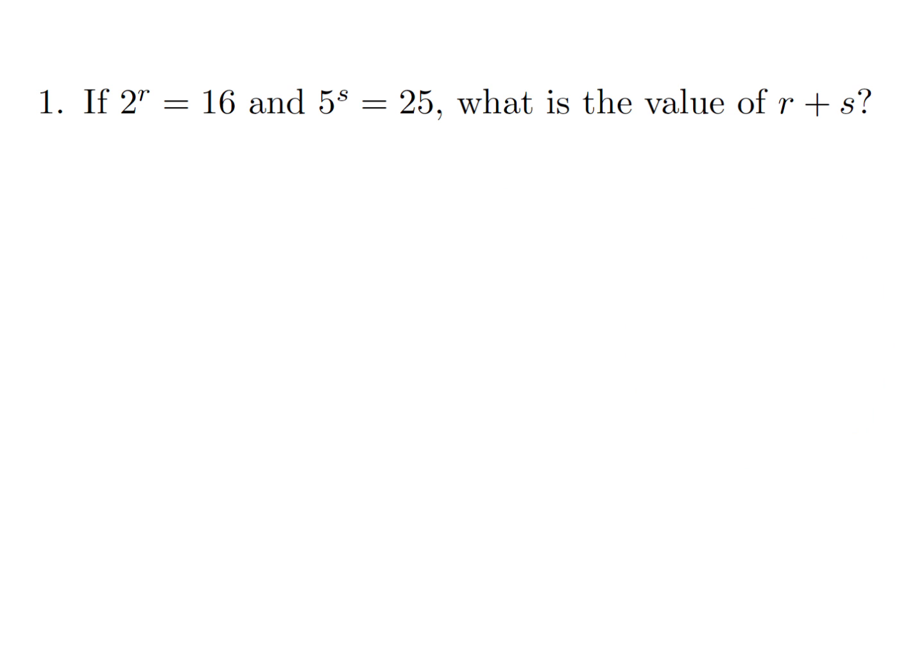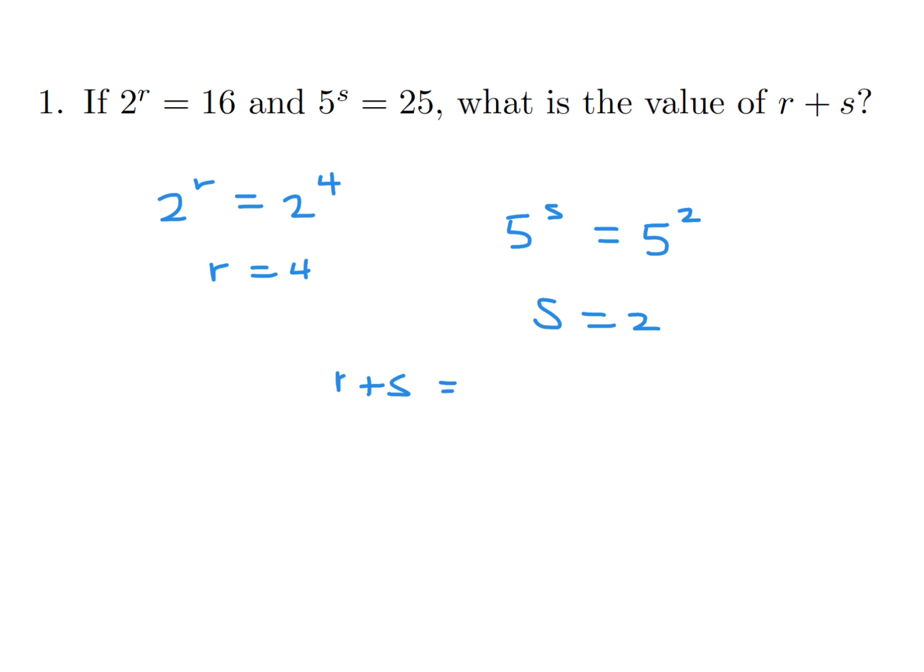If 2 to the power of r is 16, and 5 to the power of s is 25, what is the value of r plus s? 2 to the power of r is 16. Well, 16 is 2 to the power of 4, so that means r is 4. 5 to the power of s is 25. Well, 25 is 5 to the power of 2, so that means s is 2. So r plus s would be 4 plus 2, and that is 6.